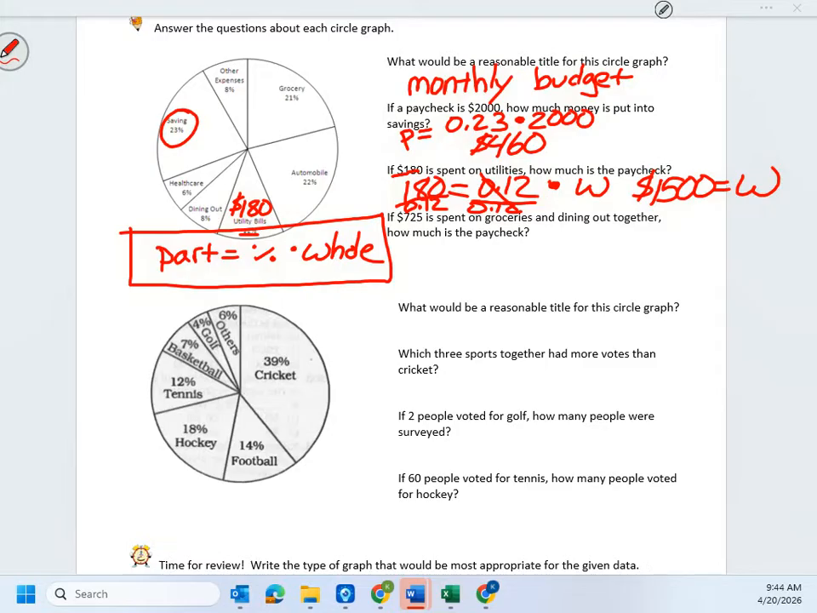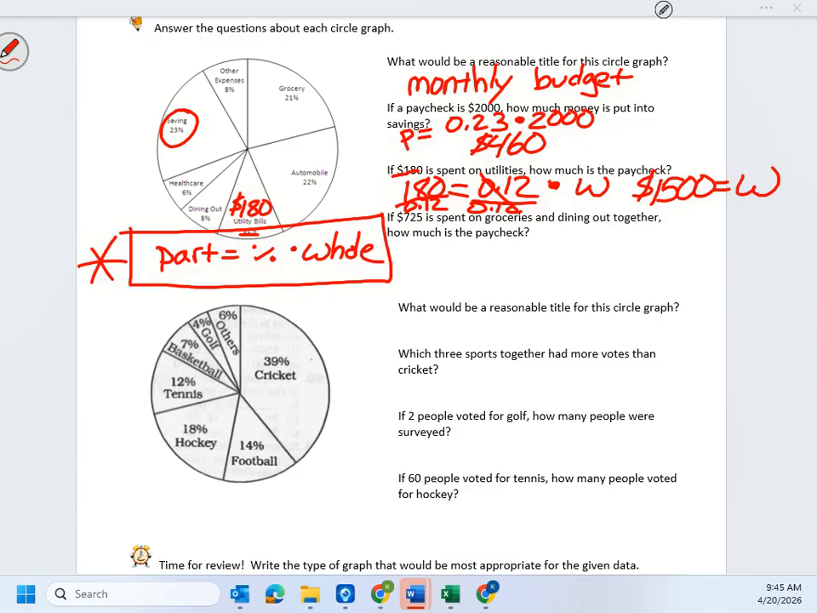Does that make sense? But this is key. You need to know that. So we know what equation we're putting the information that we know into. Let's look at the last question having to do with that graph. If $725 is spent on groceries and dining out together, how much is the paycheck?